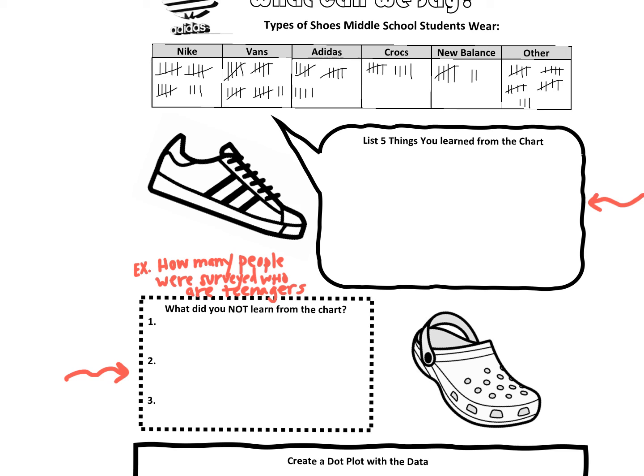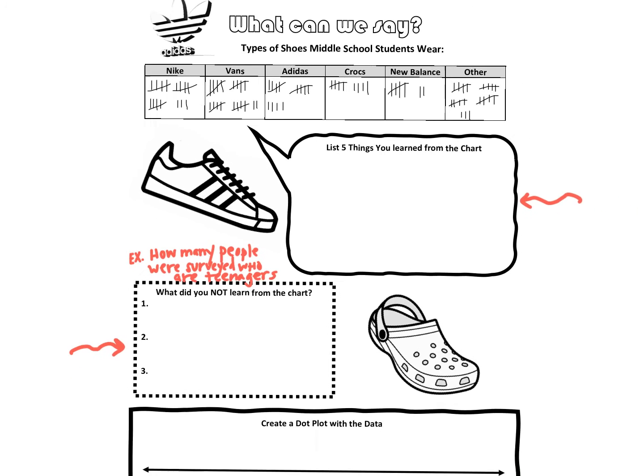It could have been teenagers, it could have been old people, it could have been children, it could have been a mix of them. So when we say what did you not learn from the chart, or what are things that maybe you can't see, like you don't know how much Adidas cost, or what kind of New Balance we're talking about, what styles, okay? So add things like that.